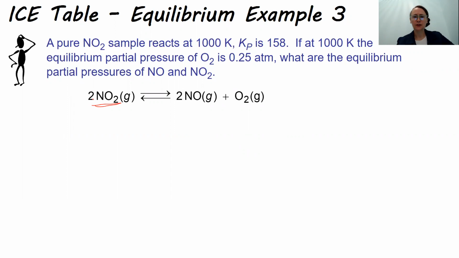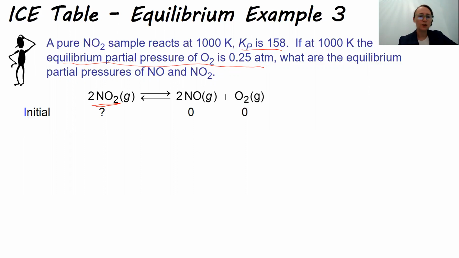And you're given the value of K, and it gives you the equilibrium partial pressure of O2. So that's an equilibrium concentration. What are the equilibrium partial pressures of the others? So let's set this up.